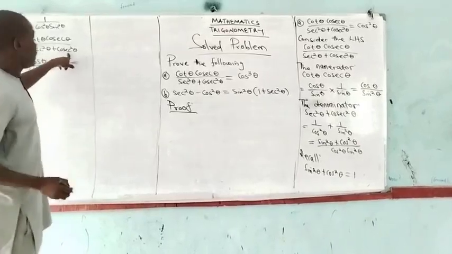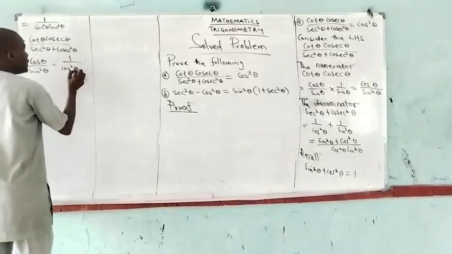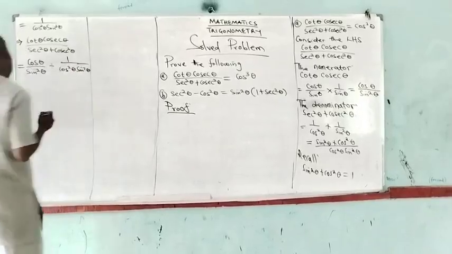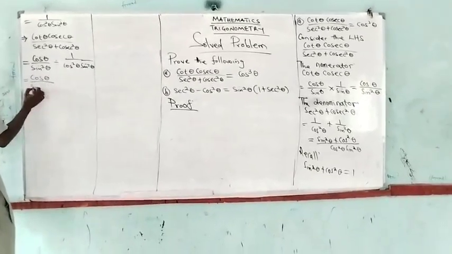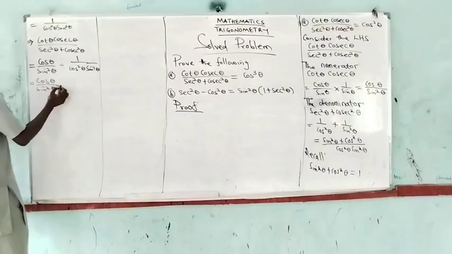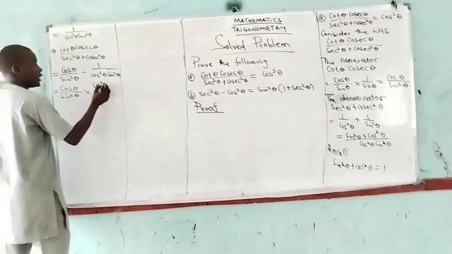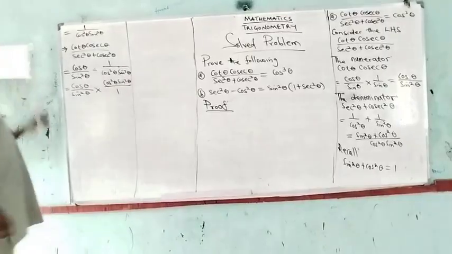Sec square plus cosec square, that is 1 all over cos square theta sine square theta. So this is what? Cos theta by sine square theta times, upside down, cos square theta sine square theta divided by 1.